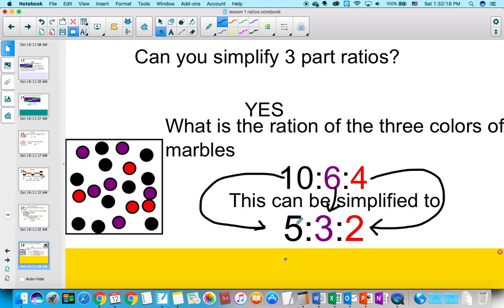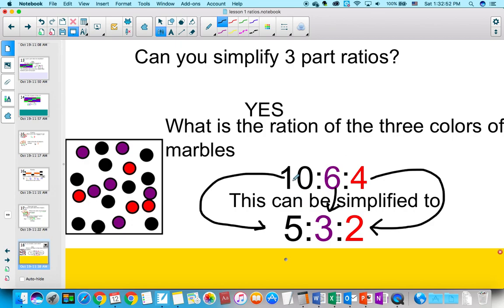And again, this first one, the unsimplified one, is telling us the total number of each part, right? The black marbles have 10 in total, the purples have 6 in total, and the 4 is reds total. But they represent the total of each part, not the whole set. And so when you simplify them, you're saying, well, the relationship is for every 5 black marbles, I have 3 purple and 2 reds. And for every 2 red marbles, I have 3 purple and 5 black.